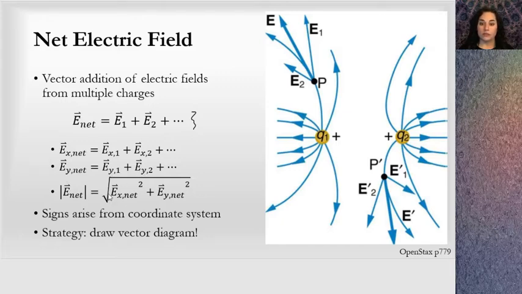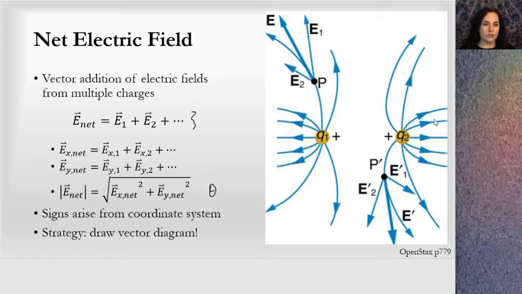And if we need to find a net electric field, we can use the Pythagorean theorem and add those two components up together. We can also find an angle equivalently with trig as needed. Remember that signs arise from a coordinate system, and remember to always draw a vector diagram. There's no sense trying to keep all of that in your head. That's what the vector diagram is for.